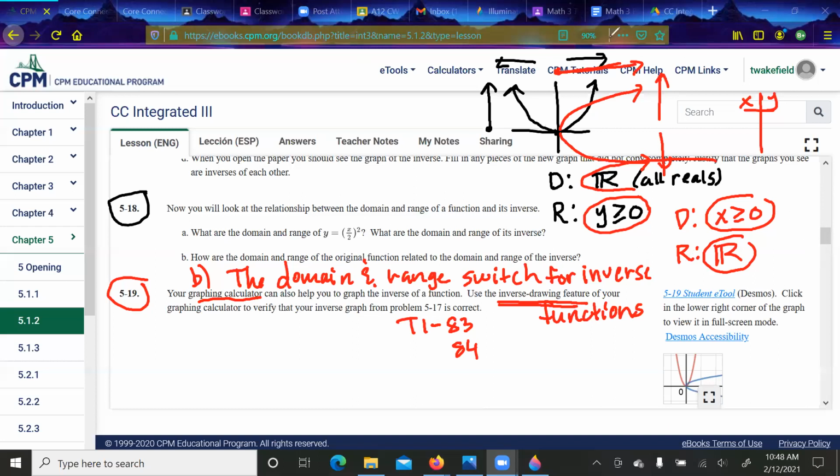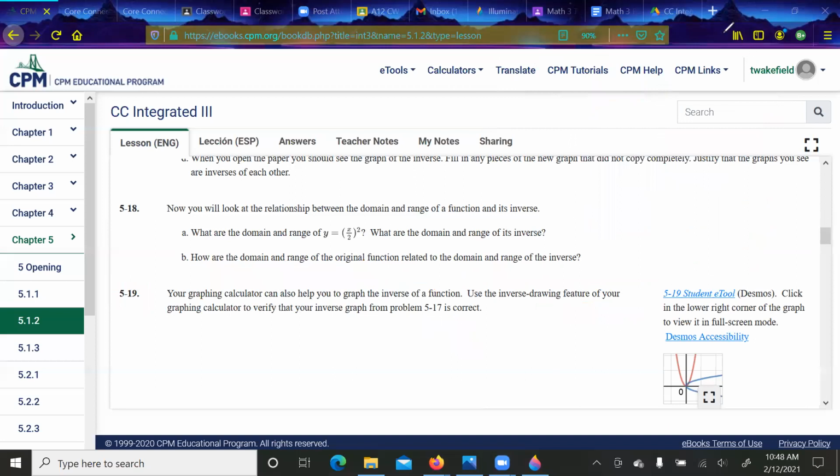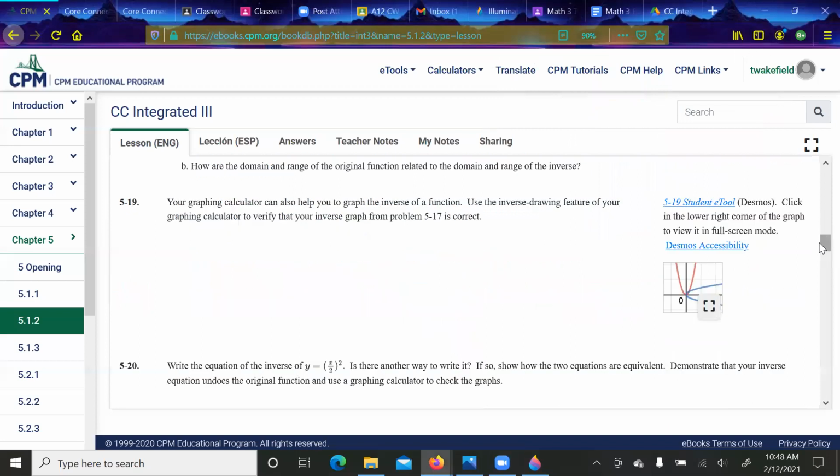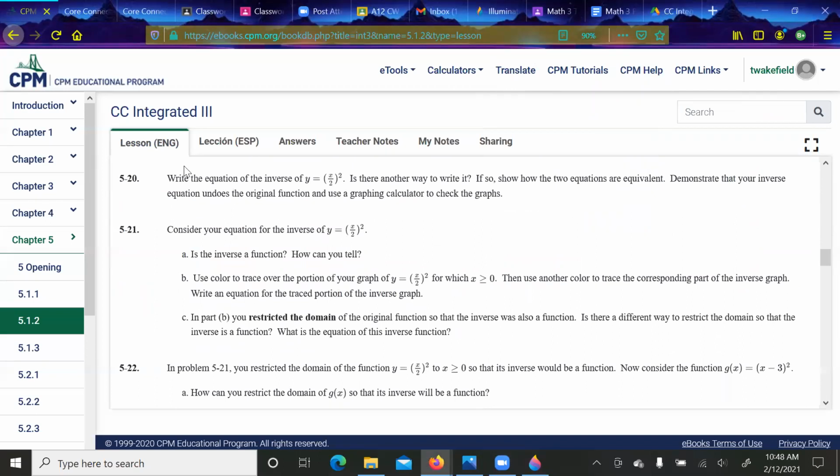Let me erase this work. So we don't have to do 19. That's just saying, hey, you can do this on your graphing calculator. The last one we're doing today is 20. The rest we're going to do next class period, next Wednesday.